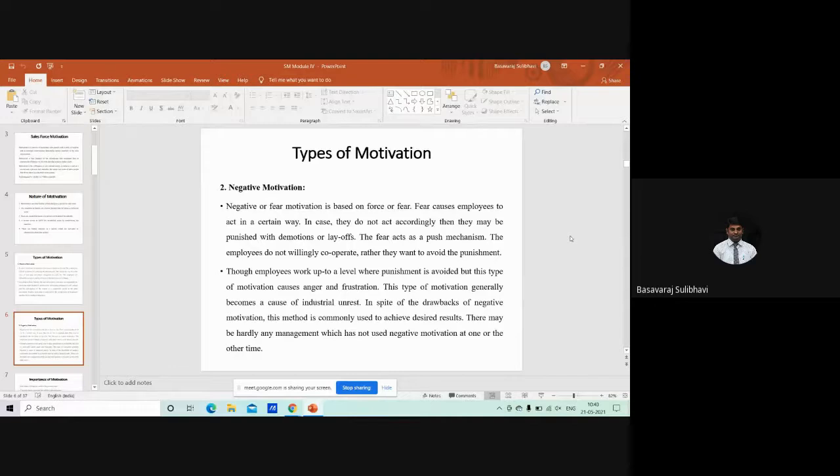The type should be identified, where a sales manager or a responsible person who is handling the employees has to know about their abilities, what ability those people have. Okay, if they have complete ability and are not working, I think this negative motivation is really good for getting work done by those people.